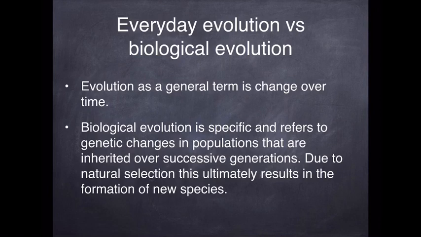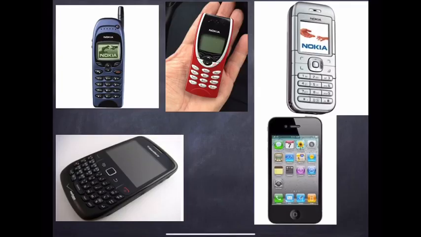Biological evolution refers to genetic changes in populations over successive generations. Most of the evolution that we see is as a result of natural selection. We're going to get to that. Okay, so just to confirm, this is evolution. This is not what we're talking about.